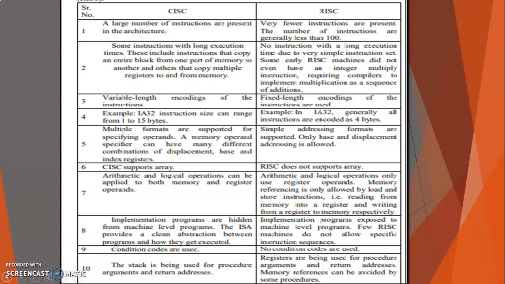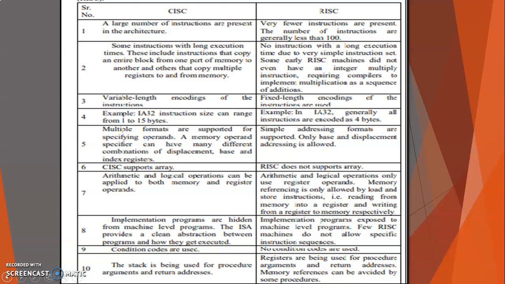CISC example: in IA32, instruction size can range from 1 to 15 bytes. RISC example: generally all instructions are encoded as 4 bytes. CISC: multiple formats are supported for specifying operands. A memory operand specifier can have many different combinations of displacement, base and index register. RISC: simple addressing formats are supported. Only base and displacement addressing is allowed.